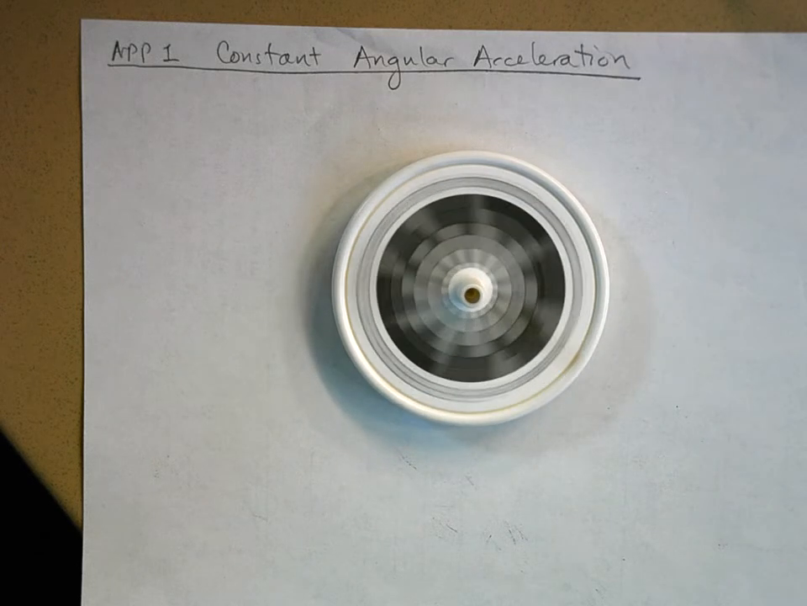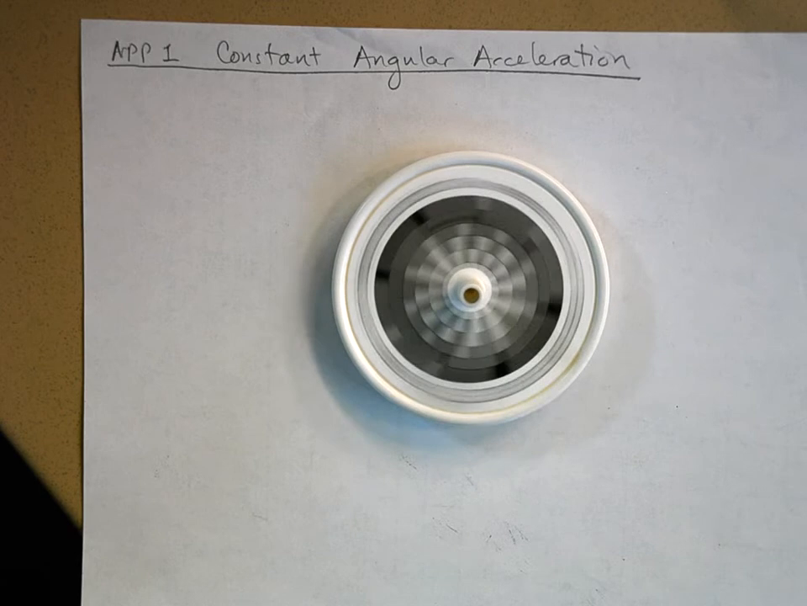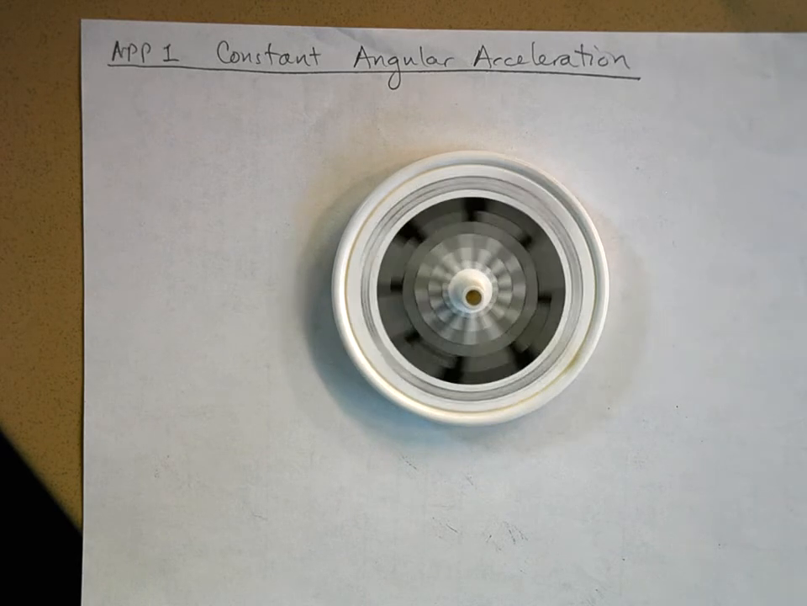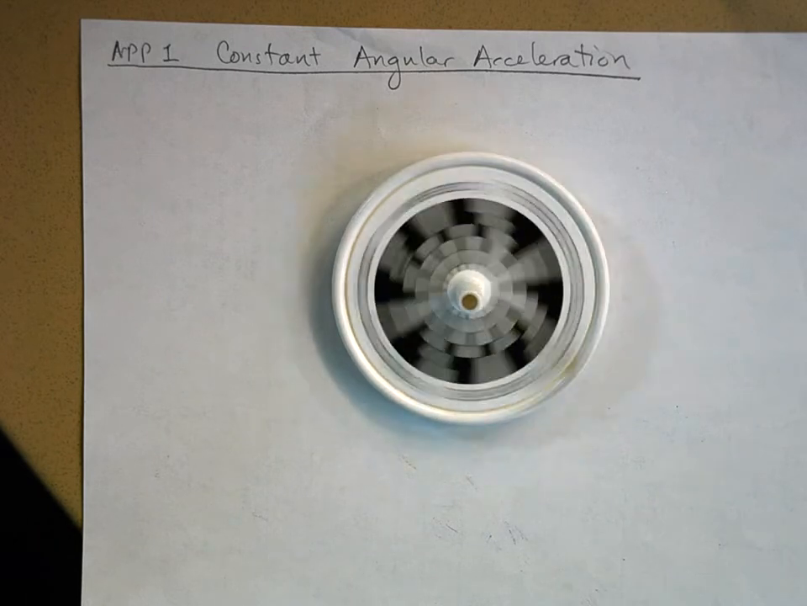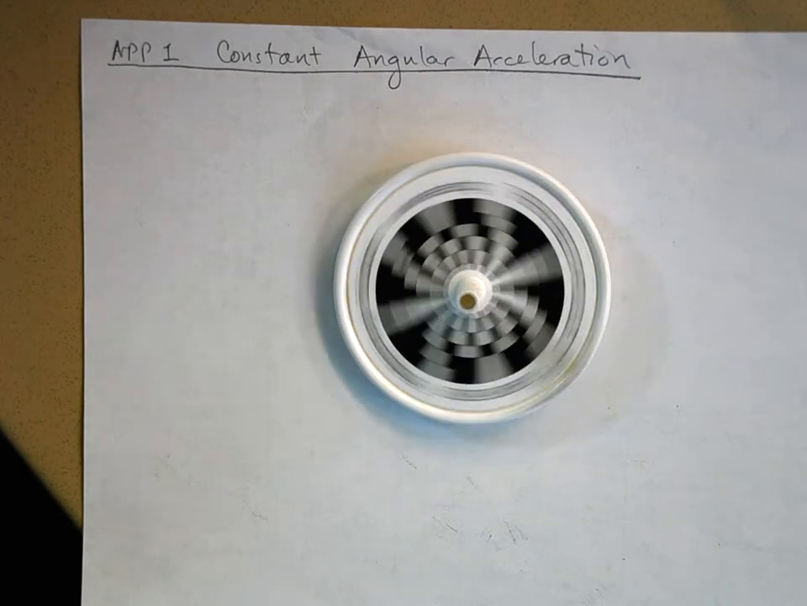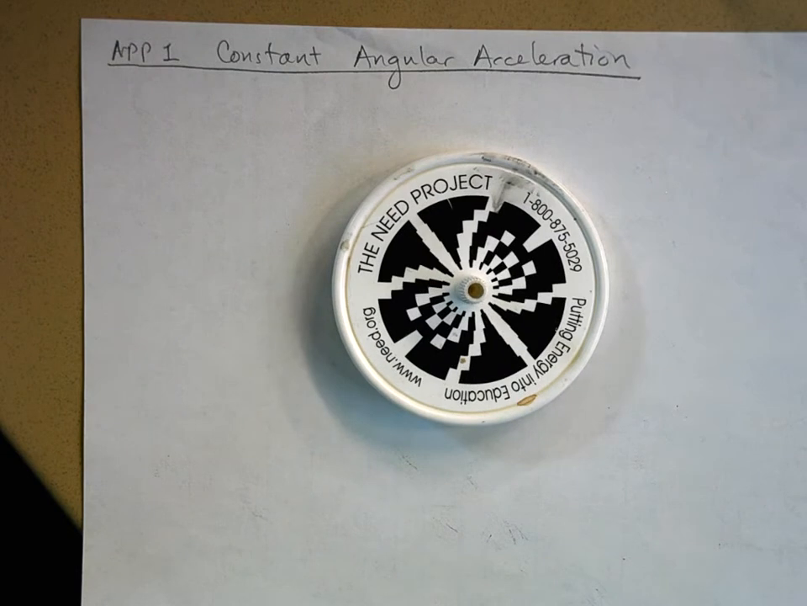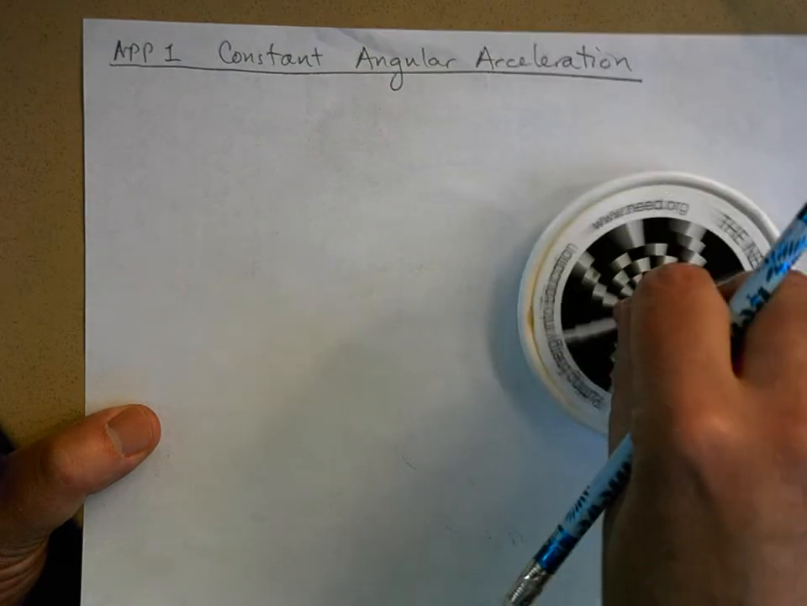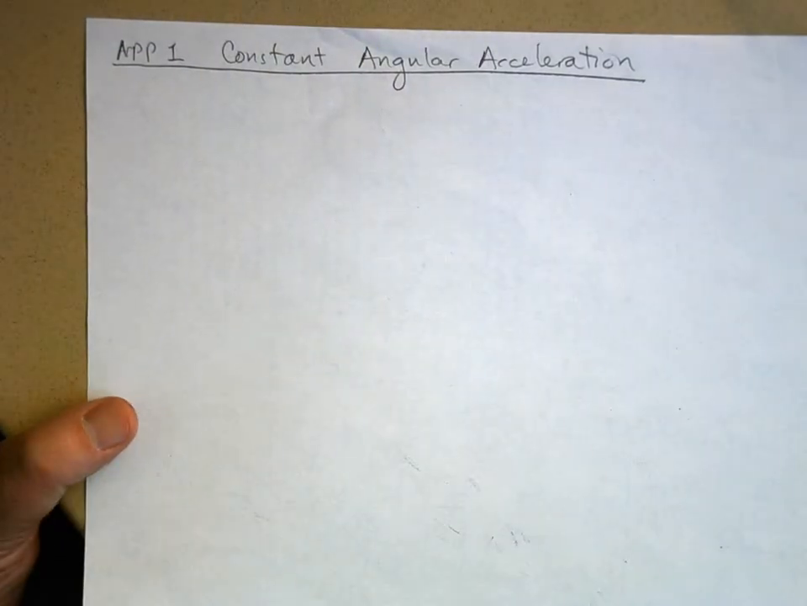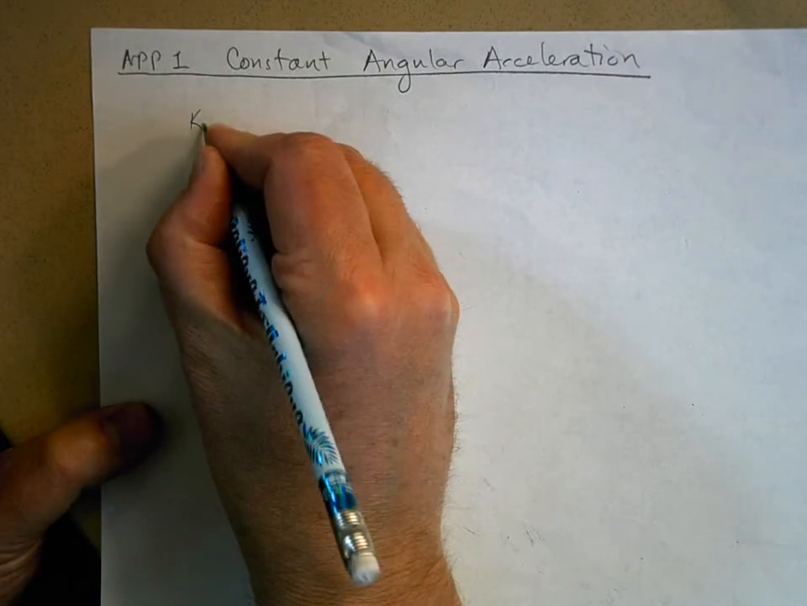Today we're going to talk about objects that are spinning, but they're changing the way they're spinning, and the rate at which they're changing how fast they're spinning is a constant. In other words, constant angular acceleration. We're going to develop a set of equations for solving problems with constant angular acceleration, and then we'll work some problems. But first, let's review the kinematic equations.